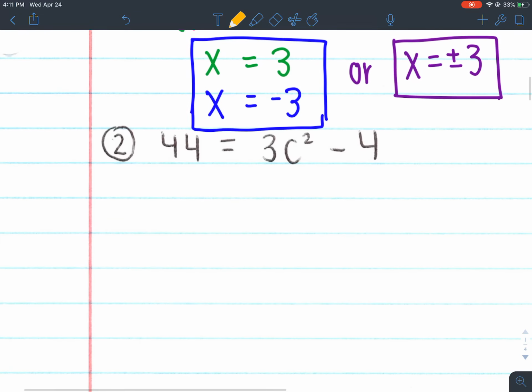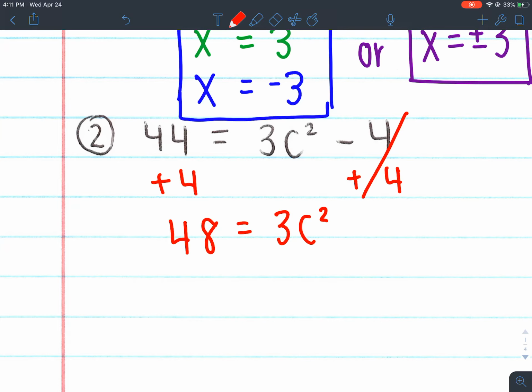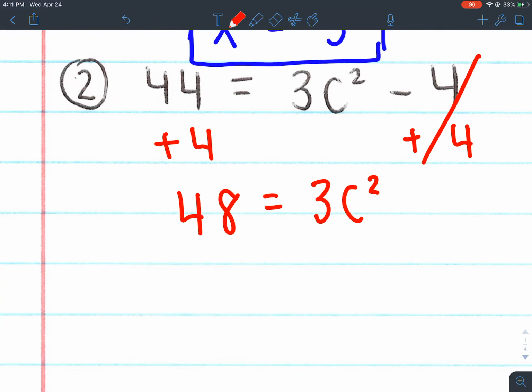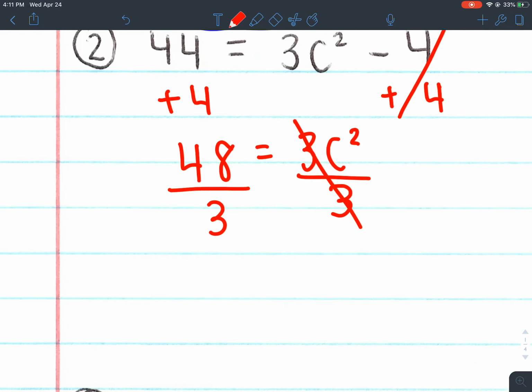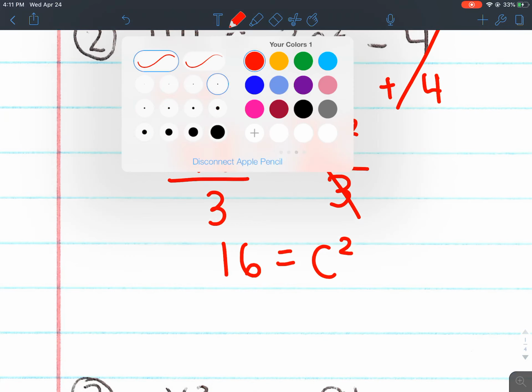All right, so let's go ahead and try number 2. First thing I'm going to do here, again, I want that c squared by itself, so I'm going to add 4 to both sides. Now, the reason why I didn't divide by 3 first is because, remember, you do PEMDAS backwards. So you're going to add or subtract before you multiply or divide. The next step here would be to divide by 3, because you want the c squared by itself. So you have 16 equals c squared.